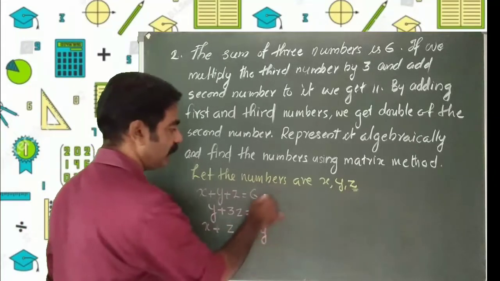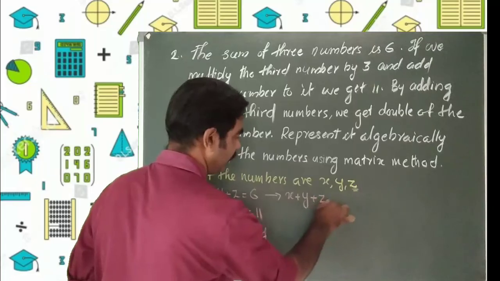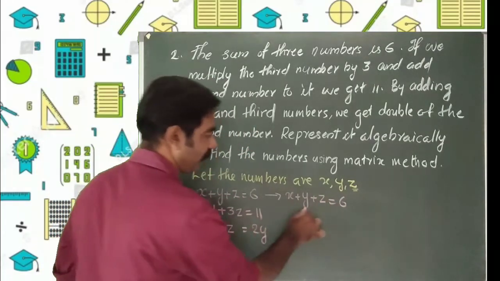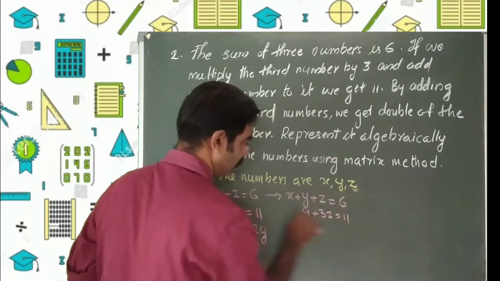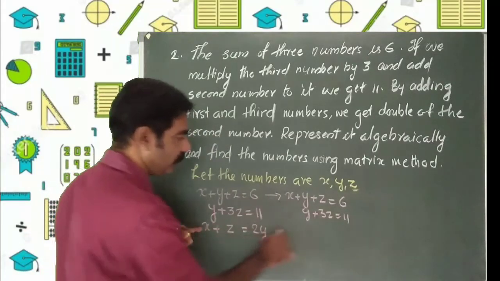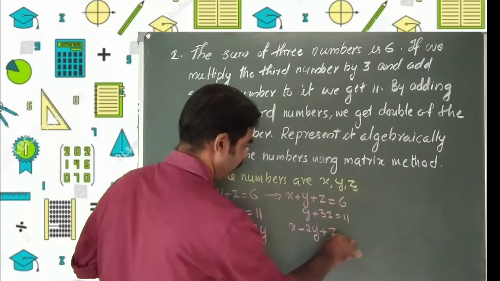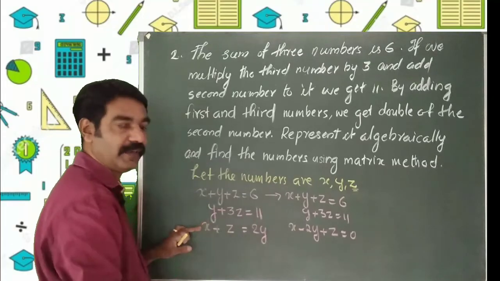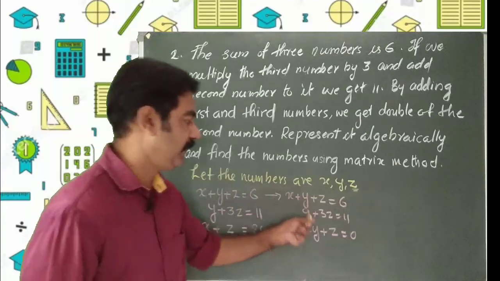We have to rearrange these equations. We get x plus y plus z is equal to 6, the first equation. Then y plus 3z is equal to 11. There is no x here. And the third equation we can write now: x minus 2y plus z is equal to 0. This 2y we can move to the left, so x minus 2y plus z is equal to 0.